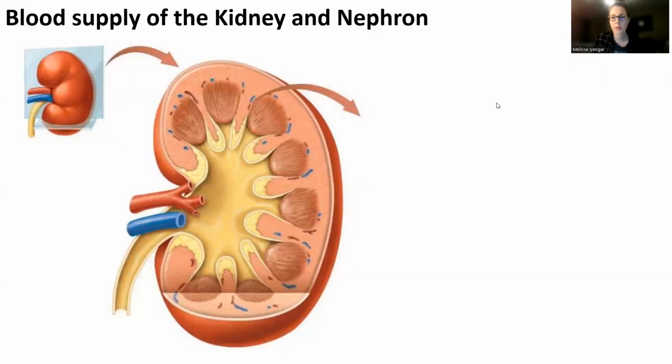All right, so since the kidney's job is to filter blood and remove waste, and then it removes that waste by creating urine, essentially, you have to understand the blood supply of the kidney and the nephron so that you understand how blood enters the kidney, is filtered, and then exits out of the kidney.